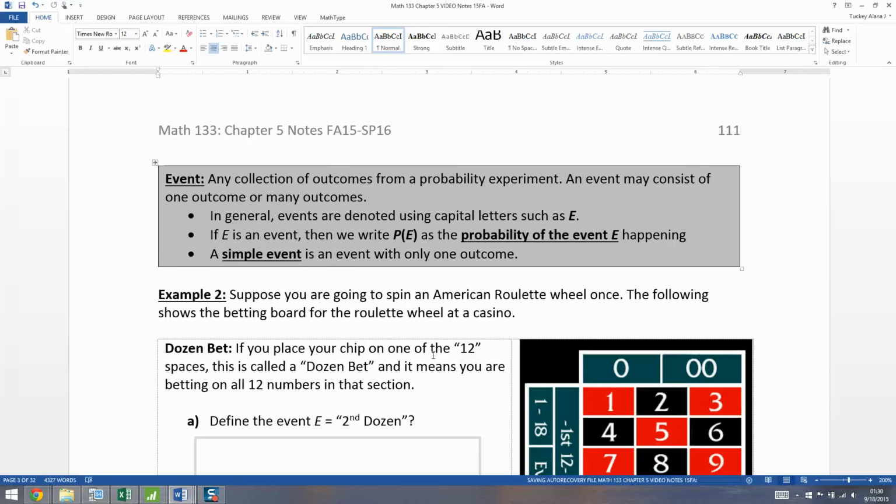In games, they tend to collect on particular patterns. So an event may consist of one outcome or many outcomes. If it has one outcome, that's called a simple event. In general, we denote them with capital letters like capital E for event, F for event, G. We tend to go in order.